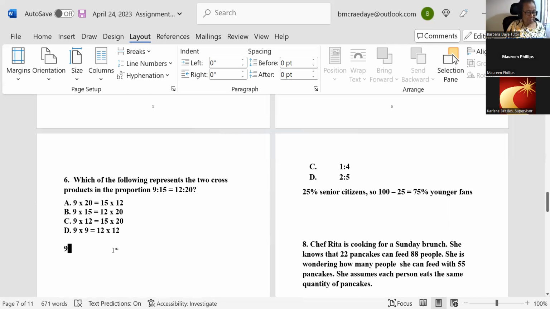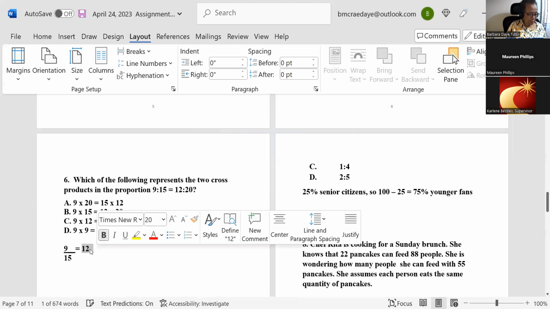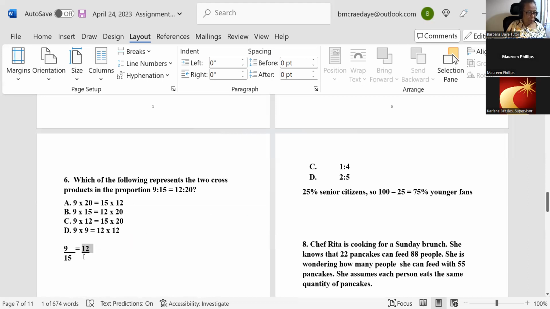Remember, you've got to set that up as a fraction, 9 over 15, and that's equal to 12 over 20. Now, when you cross multiply, Maureen, what do you get? Let's see, what do you multiply?